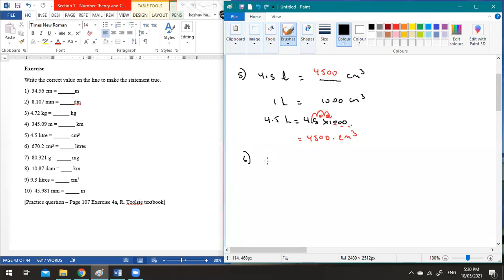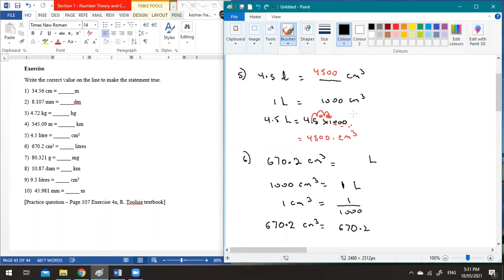Number 6, 670.2 centimeter cube, and you want it into liters. Right? Now, again, we know 1000 centimeter cube is 1 liter. So 1 centimeter cube will be 1 over 1000. And then they ask us for 670.2 centimeter cube. So we multiply 670.2 by 1 over 1000. Anytime it's 1 over 1000, we divide, and again 3 decimal places, so we move the point 3 decimal places to the left. So the answer would be 0.6702 liters.